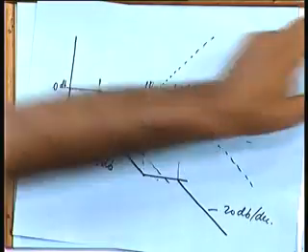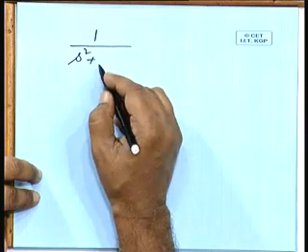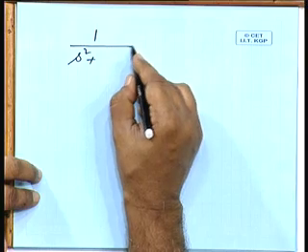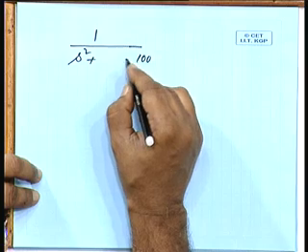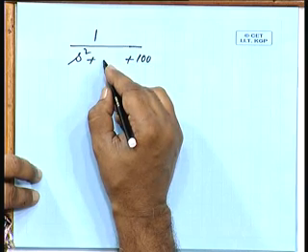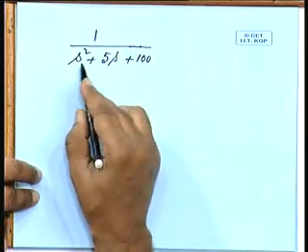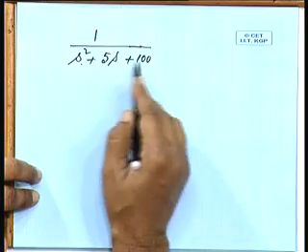So, this is the final gain plot. Sometimes you are having a function like 1 by s squared plus 5s plus 100. You cannot factorize this into real roots, b square is less than 4ac, all right.